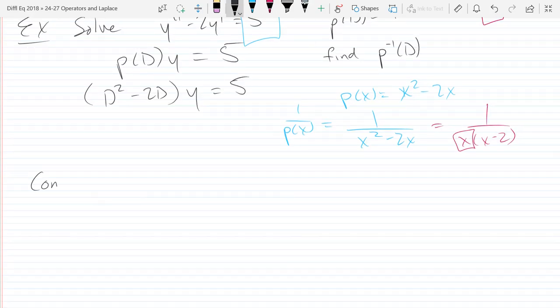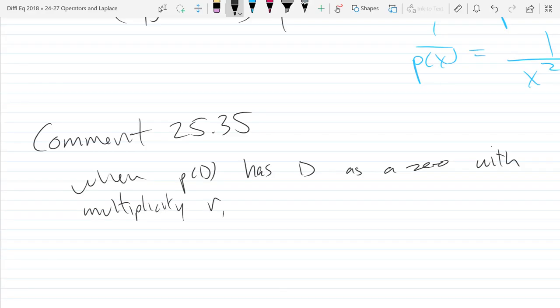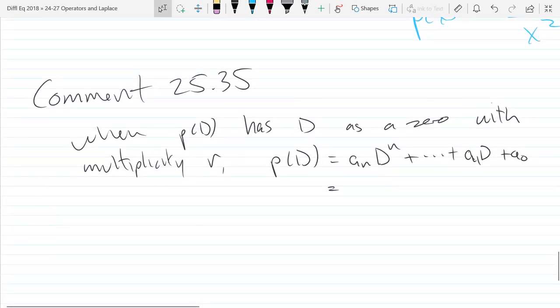So in the book, this is comment 25.35. When P of D has D as a 0 with multiplicity r, that means P of D normally looks like a_n D^n plus ... plus a1 D plus a0. If it has D as a 0 with multiplicity r, you could factor the D^r out, and you're going to be left with a bunch of lower powers right here.